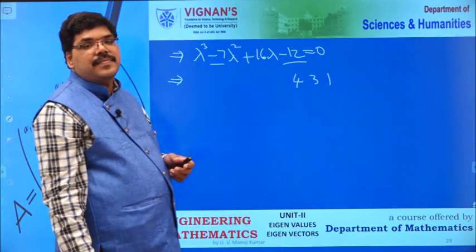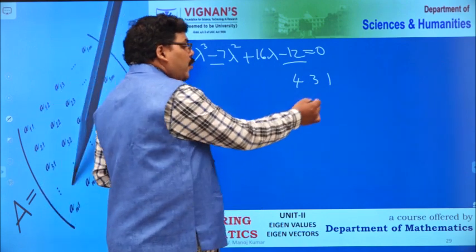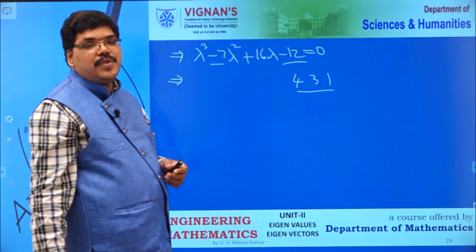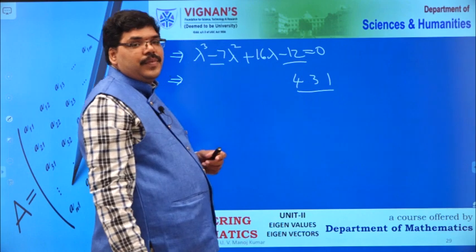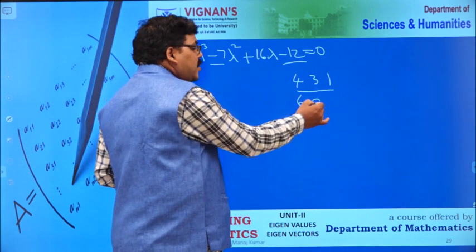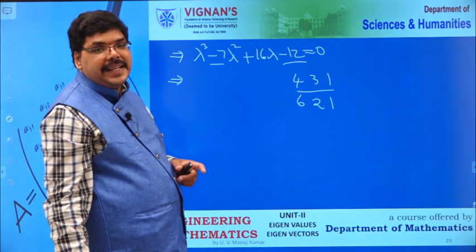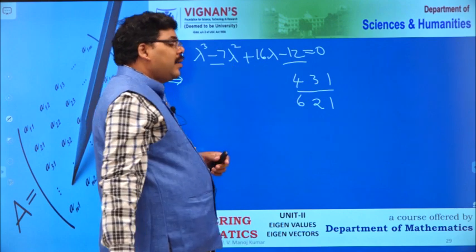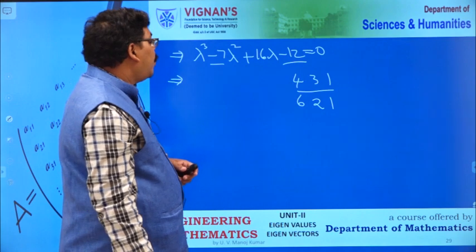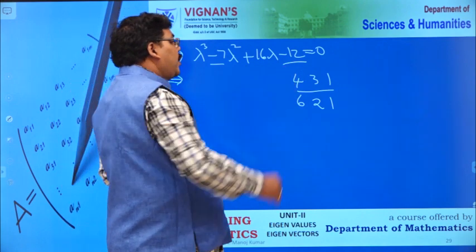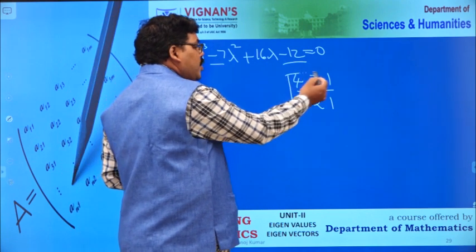Will this work? 4, 3, 1. So what happens to the product? Product is 12. What about the sum? Is the sum 7? No, the sum is 8. So shall we see this? 6, 2, 1. So what is the sum? Sum is 9, but I need the sum to be 7. Product is 12. What are other possibilities? If I want a product of 12 and a sum of 7, these are not good possibilities.